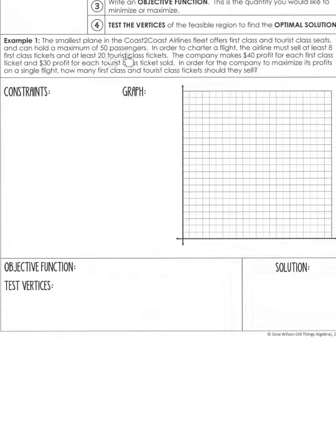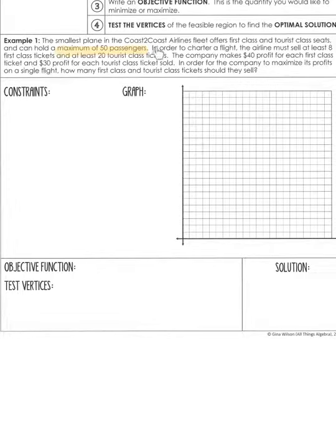Okay, so the smallest plane in the coast-to-coast airlines fleet offers first class and tourist class seats and can hold a maximum of 50 passengers. So that right there sounds like a constraint, meaning if I have 60 passengers on my plane and there's only 50 seats, I don't have enough seats for those 10. I'm not going to be able to put those on the plane. So I'm going to highlight that. So I've got a maximum of 50 passengers.